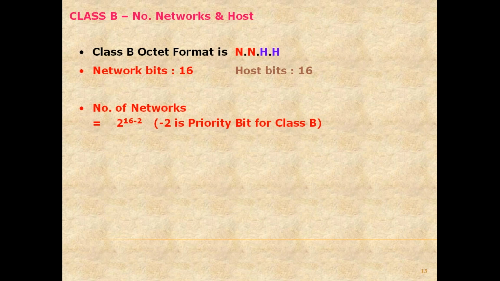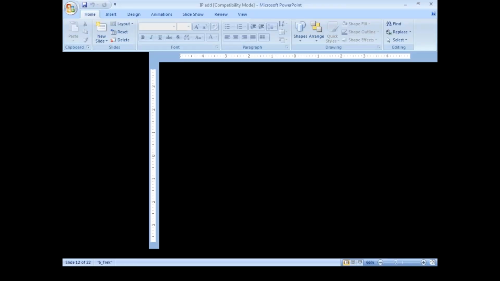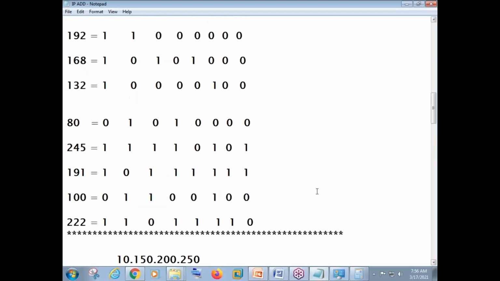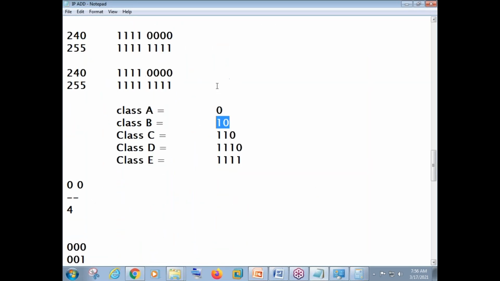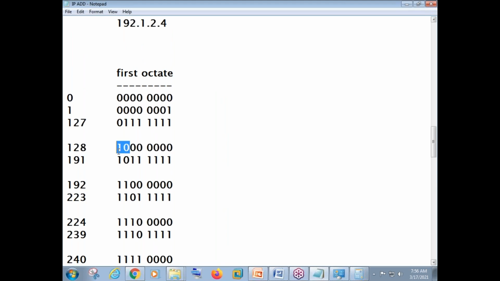So 2 power 16 minus 2. Why 2 power 16? Because we have 16 network bits here, right? Why minus 2? Minus 2 is again your priority bit, the common bit. How many common bits are there in class B? Let's see again. See, in class B we have 2 common bits, 1 and 0. These 2 bits we cannot change. These are fixed. These are reserved. The remaining bits will change.